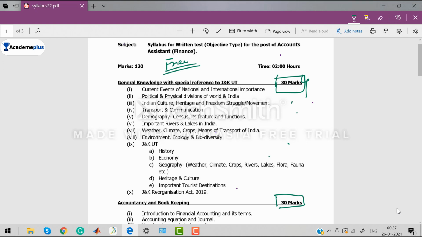What we will do is discuss each and every topic one by one, and those topics will be followed by MCQs, right? Suppose we discuss the political and physical divisions of the world and India, you will get a lot of MCQs from this portion, or from any section we are going to discuss.